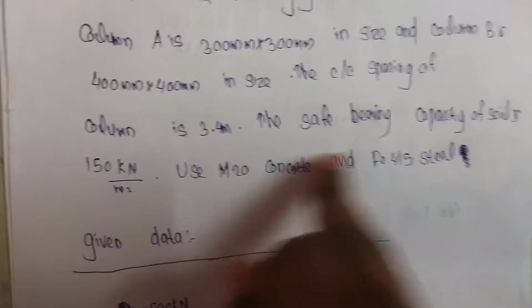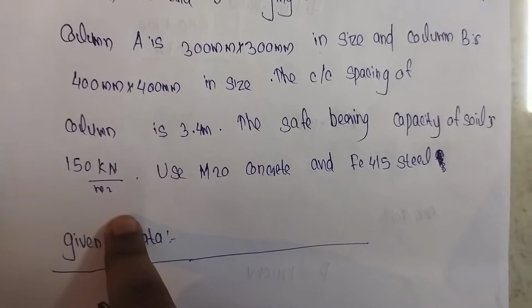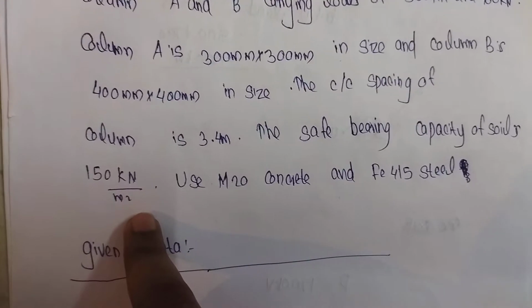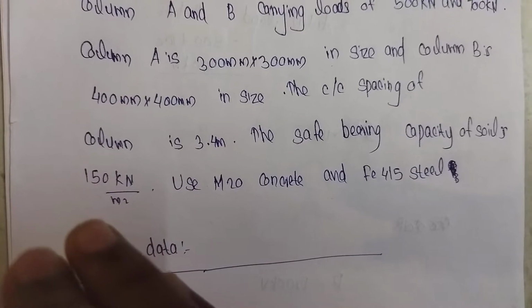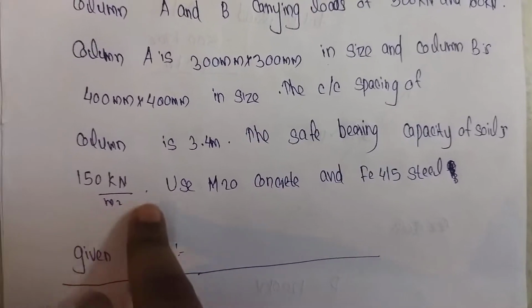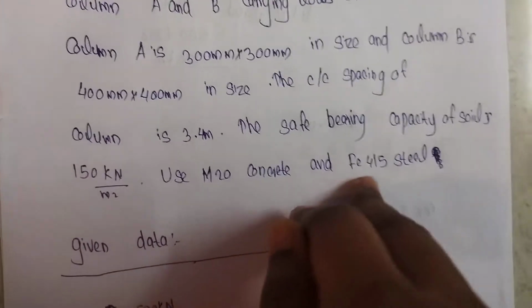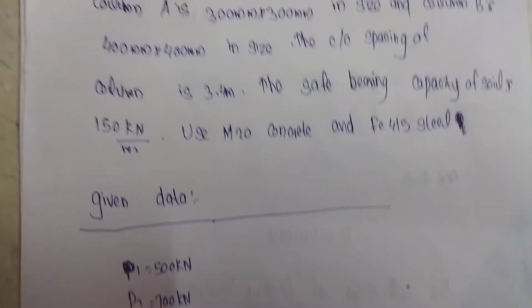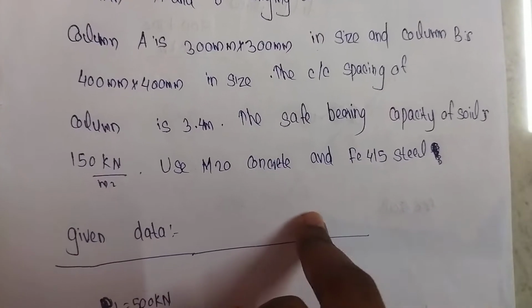Then the safe bearing capacity of soil is also given. The soil can bear only 150 kilonewton per meter square, so we can design the footing supporting the columns with a load below 150 kilonewton per meter square. Then M20 and Fe 415: fck is 20 Newton per mm square and fy is 415 Newton per mm square.